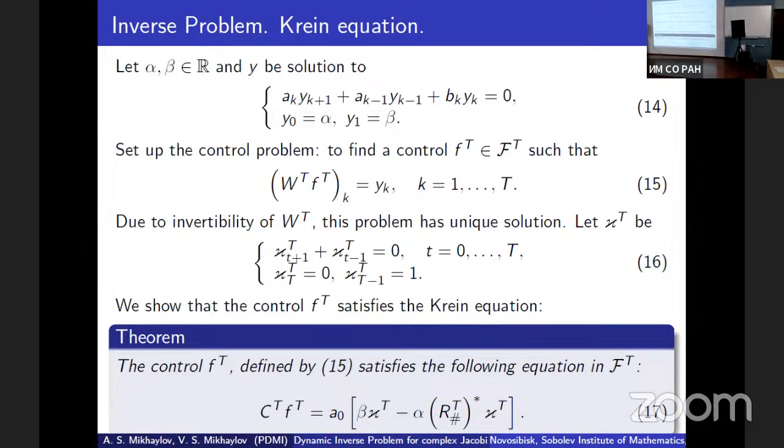Для того чтобы решить обратную задачу, можно использовать два метода. Можно использовать уравнение Крейна. Мы берем решение некой задачи Коши, дискретной, и управление, которое нагоняет это решение. Такое управление существует просто потому, что оператор W это изоморфизм. И оказывается, что это управление f_T решает следующее уравнение Крейна.